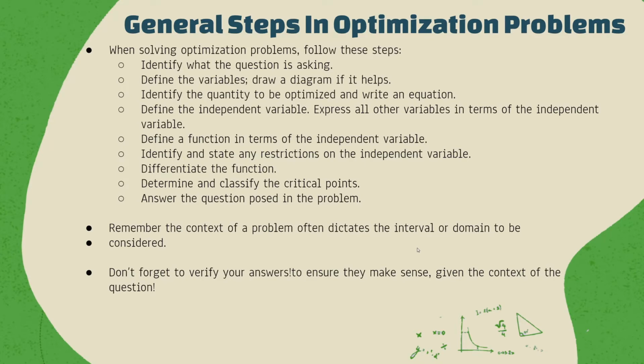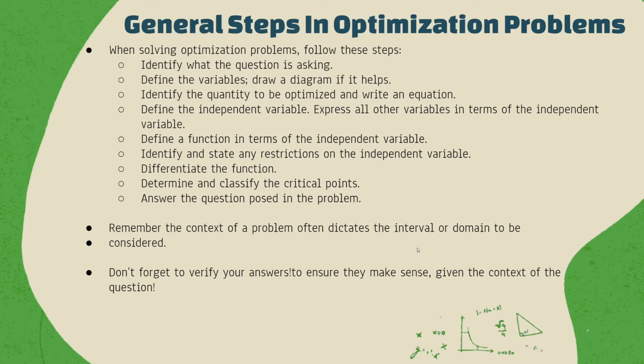Then you should state any restrictions that might occur on the independent variable. If you're talking about area again, you can't have, for example, one of the dimensions being 0. It also can't be so that the numbers are negative, because we can't have a negative area or a negative side length. Once you're done that, you need to differentiate the function.